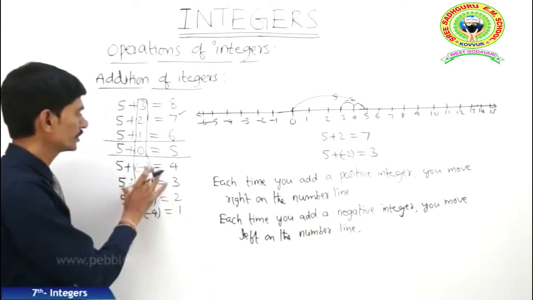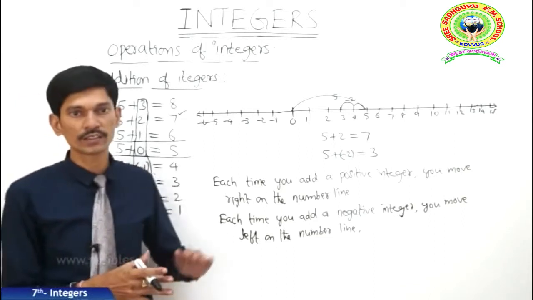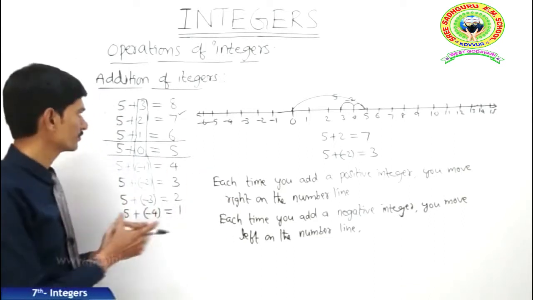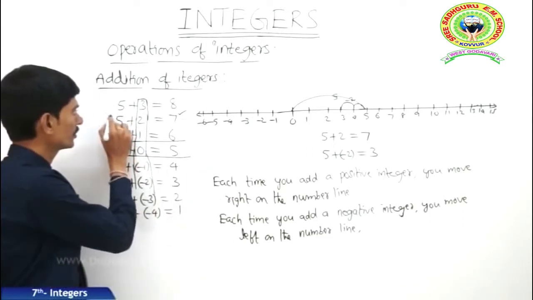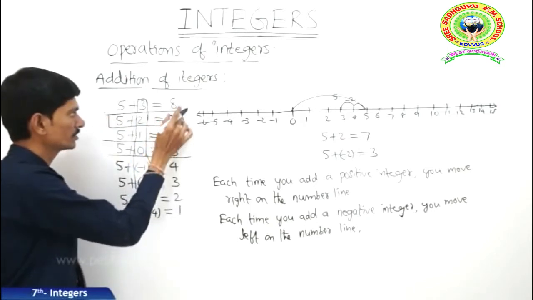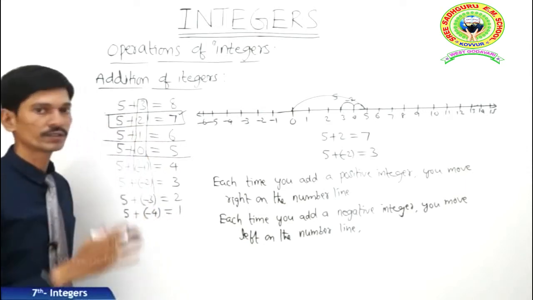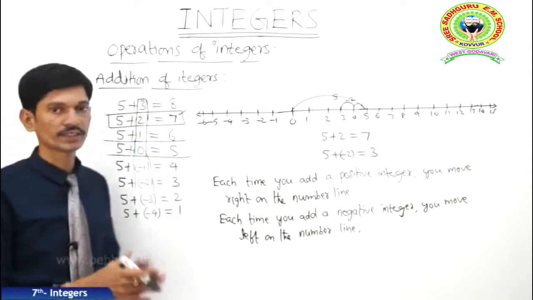Then if two integers are added, what is the sum? Is the sum greater than each of the two integers? For example, 5 plus 2 equals 7, in this case the sum 7 is greater than each of the two integers 5 and 2. But is it always true? Is it always true for any two integers?